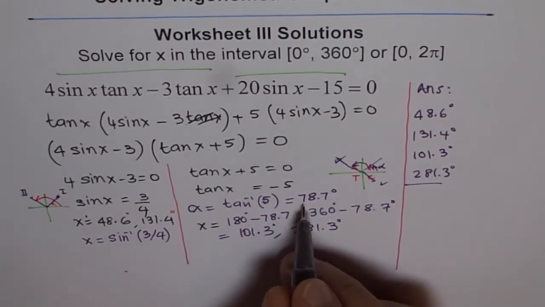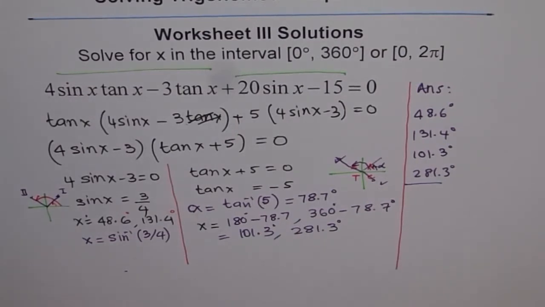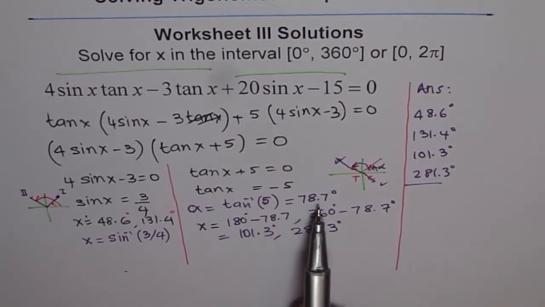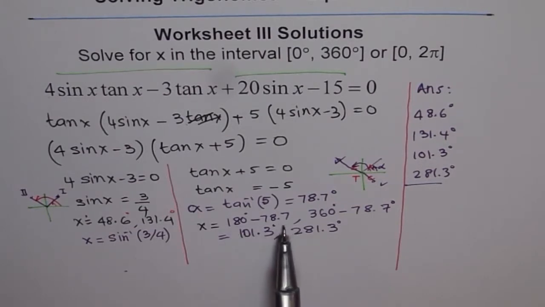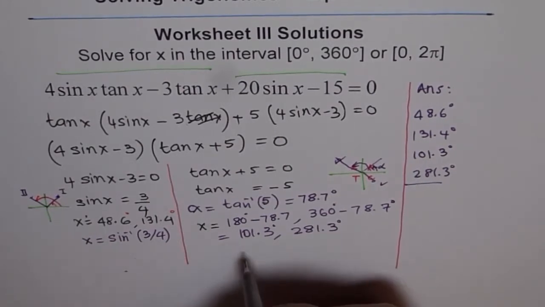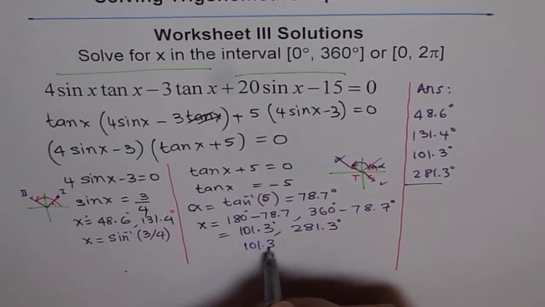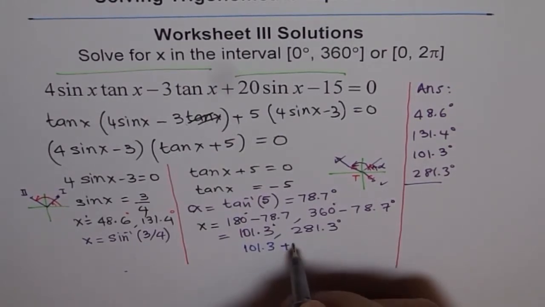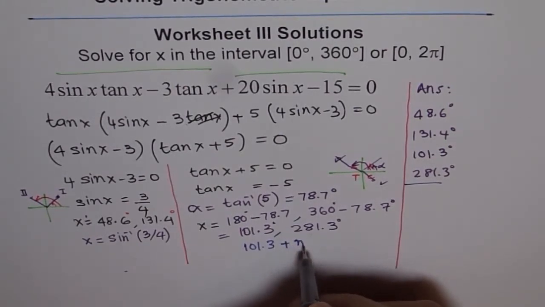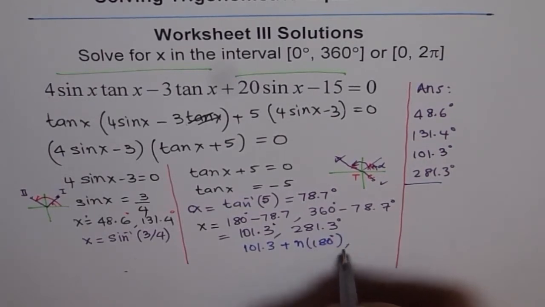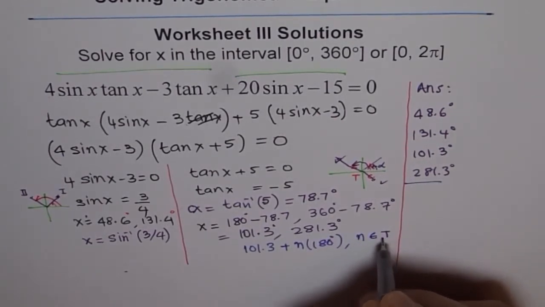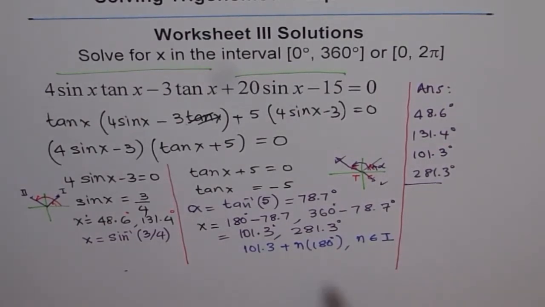In that case, we could have written this answer as, so you got two answers, 78.7 you took out from 180 and you got an answer as 101.3 degrees, right? So you could have written this answer as 101.3 plus n pi, or n times 180 degrees, where n belongs to the set of integers, correct? So that means it repeats after every 180 degrees, and that gives me a general solution for x. Do you see that?